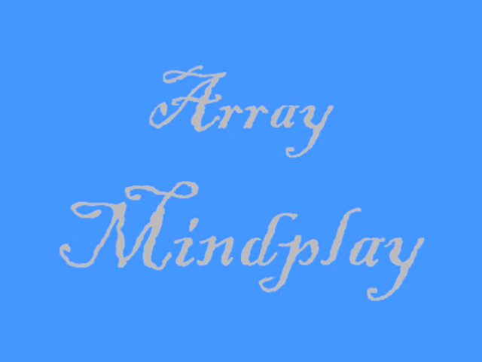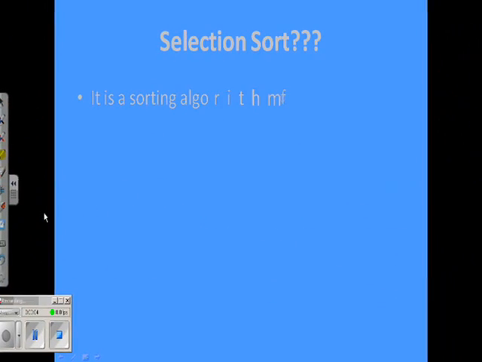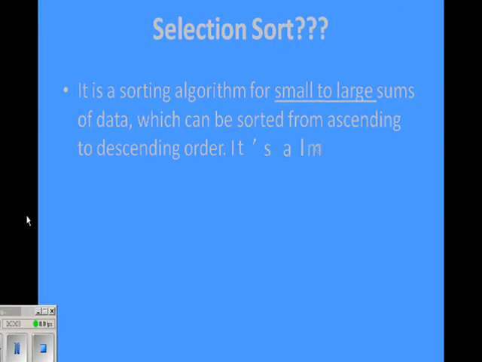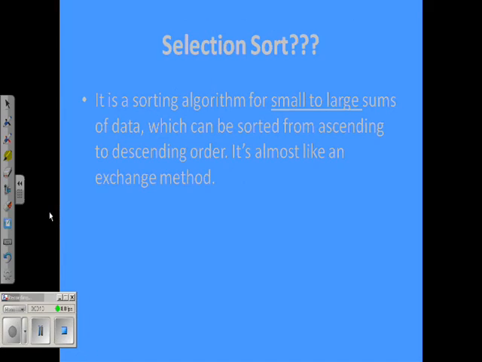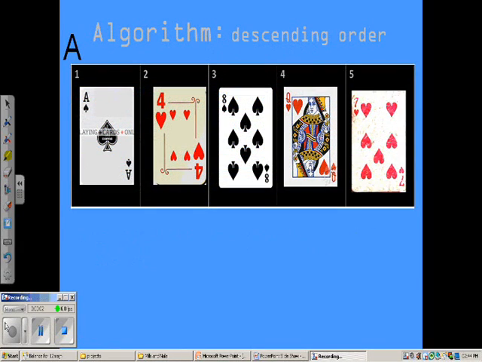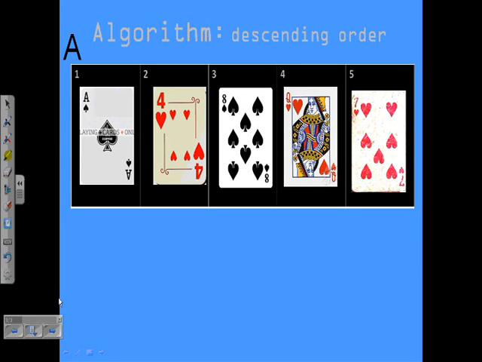Welcome to Array Mindplay. It is a sorting algorithm for all large sums of data, which can be sorted from ascending to descending order. It's almost like an exchange method. It can be used, for example, seating people in a theater. This is the sorting algorithm. Our selection sort is going in descending order.